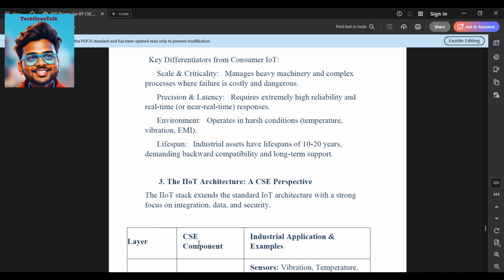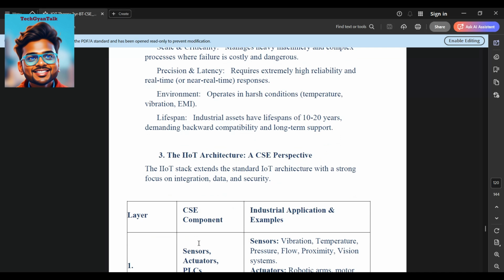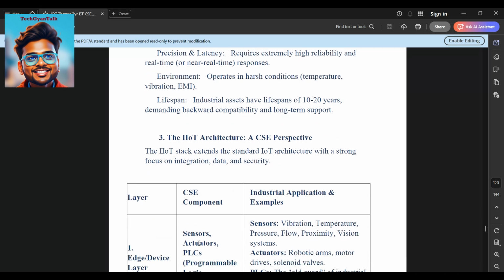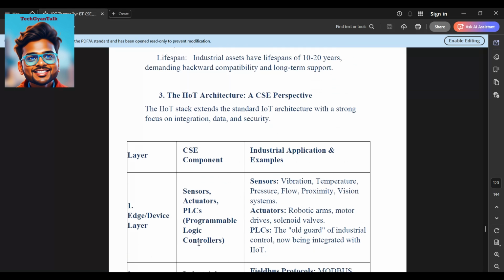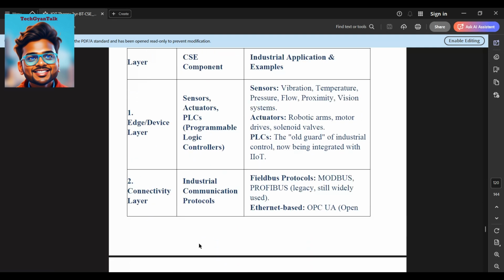And the IoT architecture, from the perspective of our computer science major, is listed in the following. It is an extensive standard IoT architecture with a strong focus on integration, data, and security, which we will go into more. Edge or device layers include sensors, actuators, and PLCs. PLC is nothing but programmable logic controller.